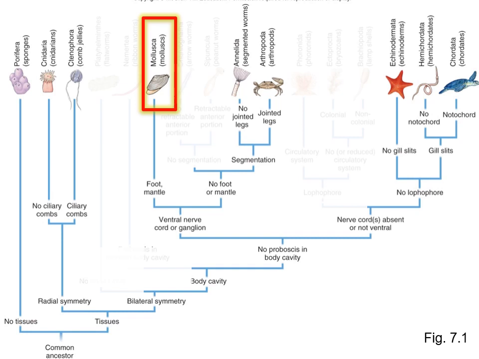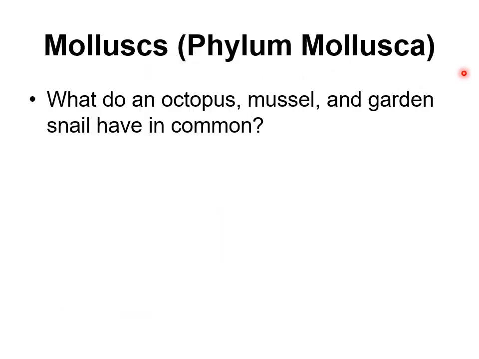So then the last group that we're going to talk about in this part of chapter 7 are the mollusks. Now we've taken a jump from these very simple cnidarians and ctenophores that have radial symmetry, and now we're jumping into these groups of animals that all have bilateral symmetry.